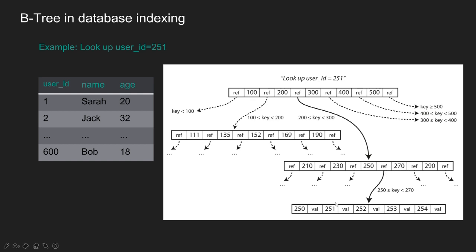So we will find this node. We will read this page from disk to memory, and we will find the exact user 251 with its record value. So here we can see that by using B-tree, we reduced the number of pages to read from disk. So this is how database indexing works.